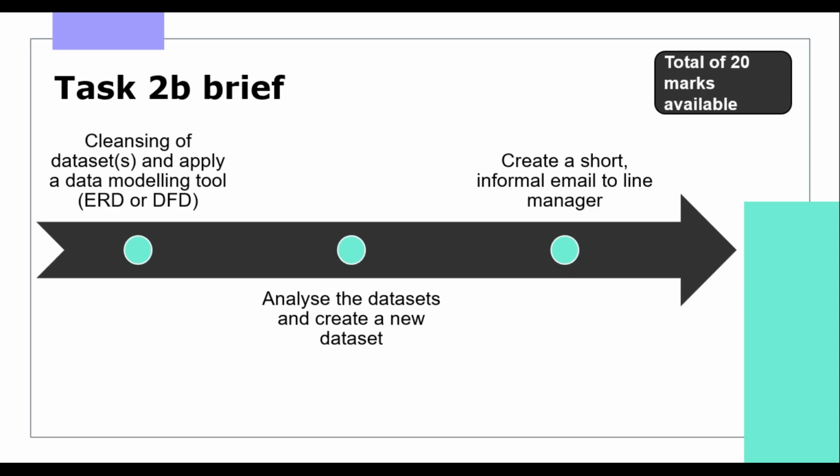Analyze the data sets against the key aims of the business in relation to the scenario in the brief, and create a new data set by integrating what they feel are the most significant parts of the data provided. Create a short, informal email to their line manager, which outlines the technical steps taken and provides a justification for why they have processed the data in a particular way against the needs of the business detailed in the brief.